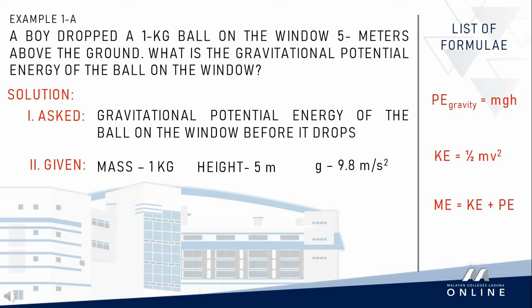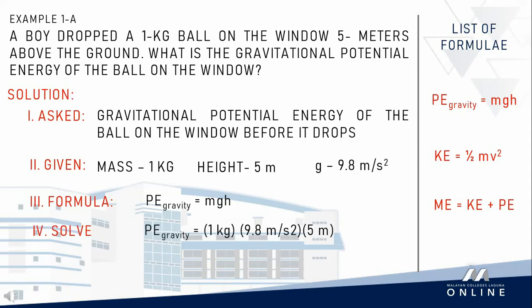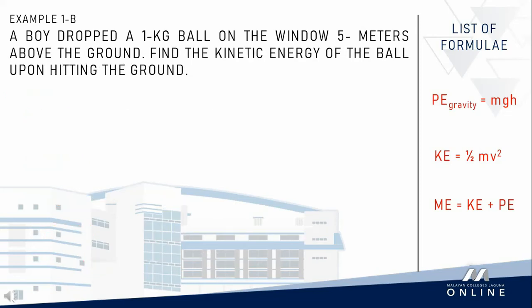Because we are looking for potential energy, we will use the formula PE is equal to mgh. We will then substitute the values as follows. 1 multiplied by 9.81 meters per second square multiplied by 5 meters. We will simply perform the operation as it is, and the final answer would be 49.05 joules. Let us continue the previous example by adding this.